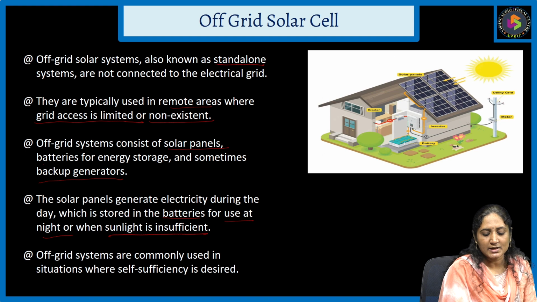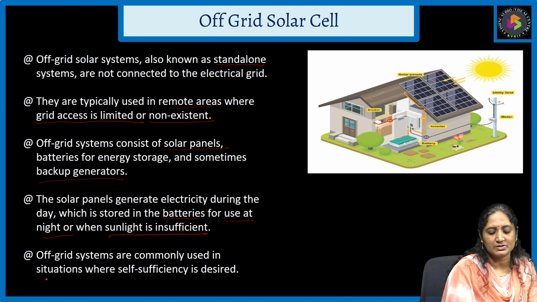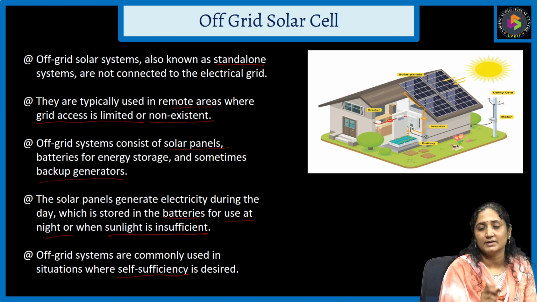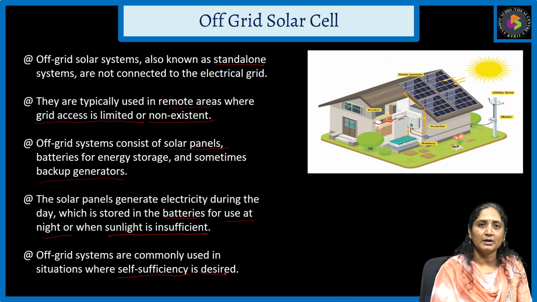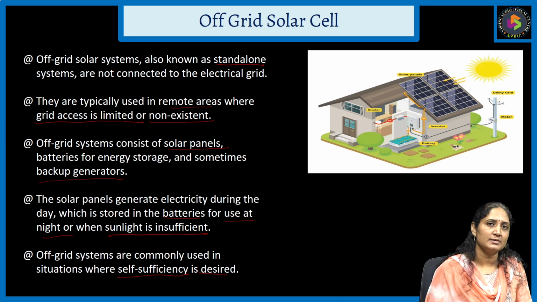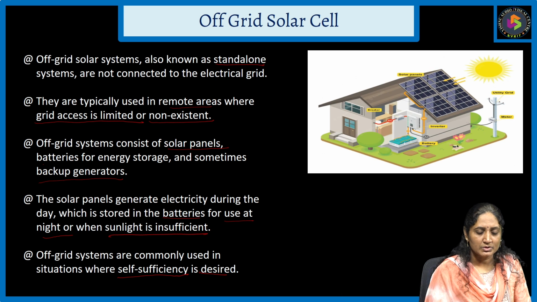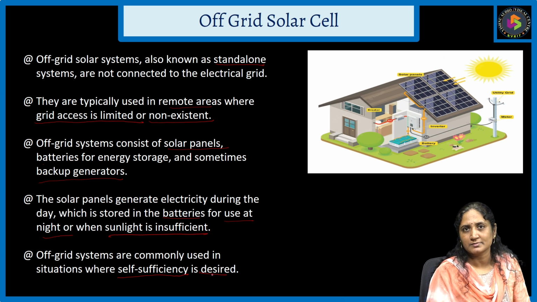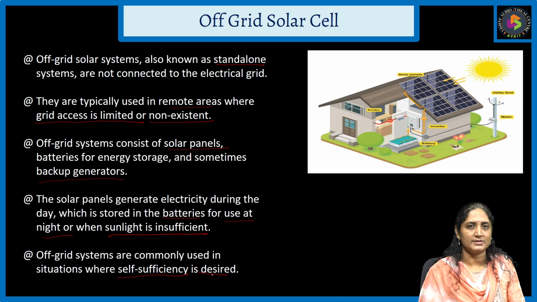And off-grid systems are commonly used in situations where self-sufficiency is desired. Nothing but we must produce this electrical energy ourselves. So in that case, in remote areas mostly we can use these off-grid systems.